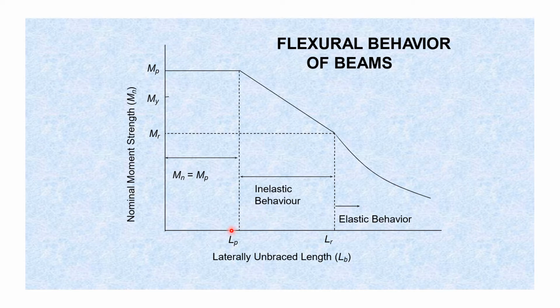But when our length is greater than LP but less than LR, then at some point it will go for yielding, then it will go for local instability. And in this condition it will not go for yielding, it will go directly for instability. So that is much important, how much our length is supported. So at LR, what is the limit, or LR length, and what will be the moment at that point, what is the limiting moment. So here LR, that I have also discussed in the previous slide.